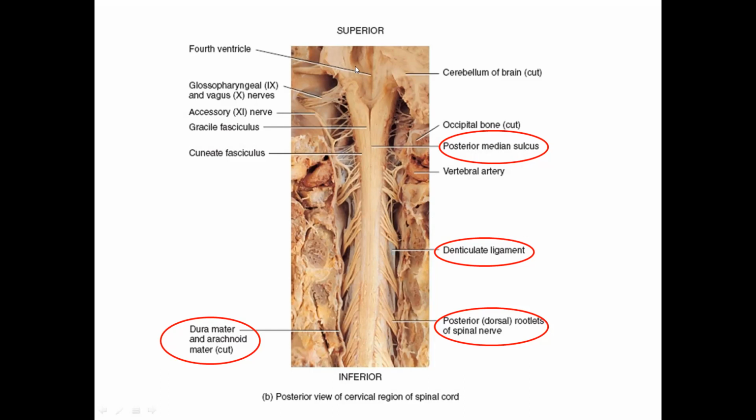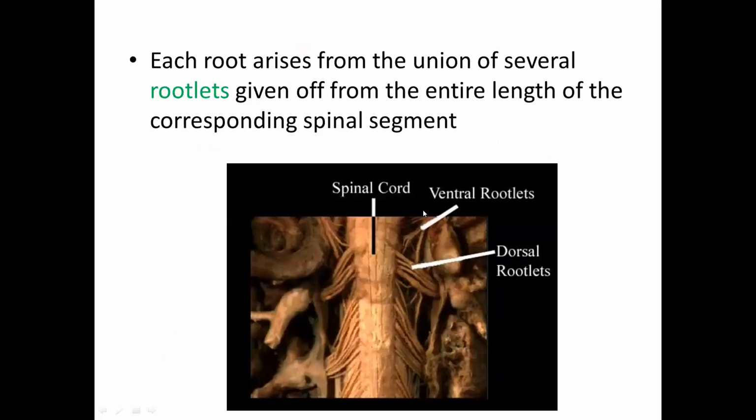This is the fourth ventricle up here, and from the medulla it is coming down. So this here is the foramen magnum area. You can also see the vertebral artery going up, so that makes this the first cervical vertebra. As I said, each root arises from several rootlets, and the rootlets come together and only then form the dorsal and ventral roots.